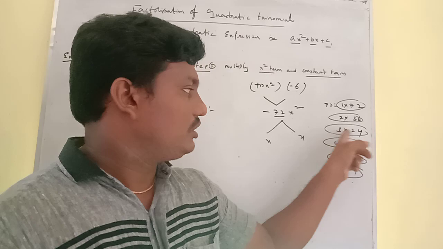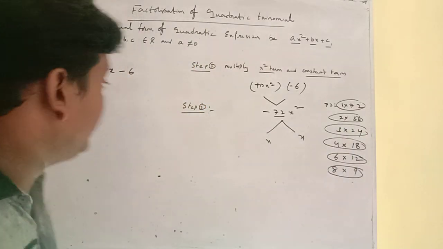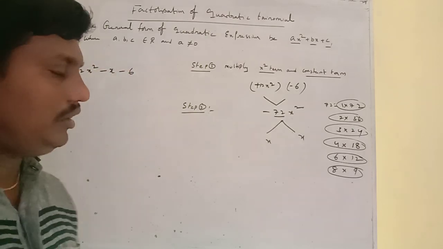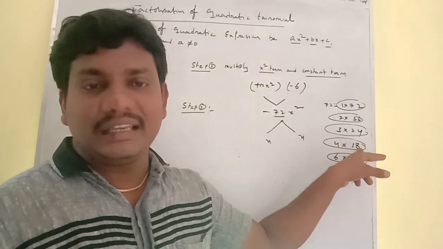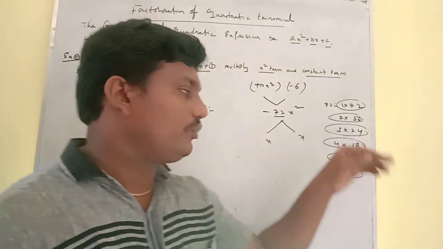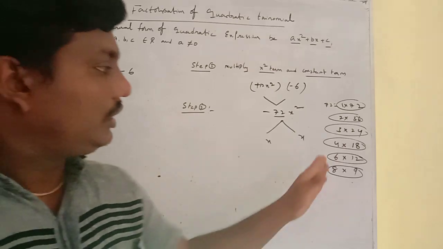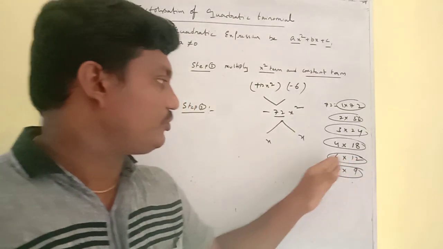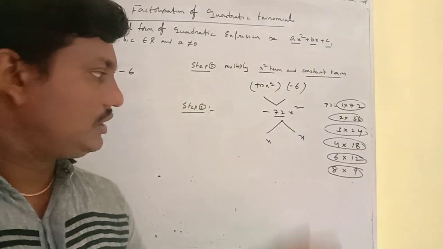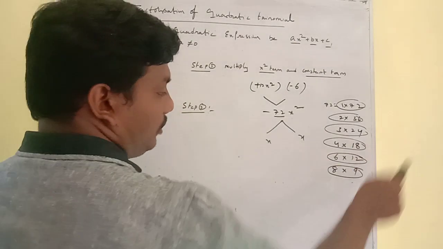Then coming to 3 and 24, 27 and 21. If it is 27 and 21, no, it is not there. Then 4 and 18. So 4 plus 18 is 22. 18 minus 4 is 14. 14 and 22 is possible, right? Here it is not possible. Then coming to 6 and 12. 6 plus 12, how much? That is 18. 12 minus 6 is 6. If it is 18 and 6 also it is possible, but it is also not possible here.